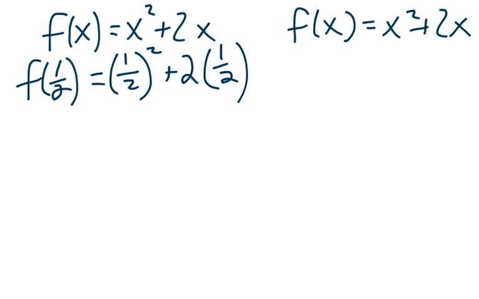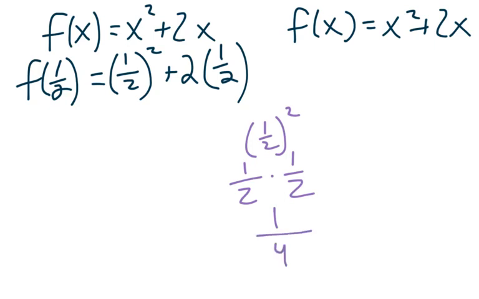These rules are consistent. So to square something means to multiply it by itself. So 1/2 squared means 1/2 times 1/2. When you multiply fractions, you multiply straight across. So 1 times 1 is 1, and 2 times 2 is 4, and so 1/2 squared is 1/4.